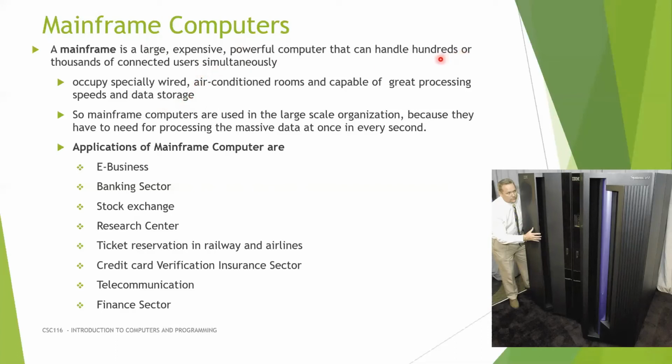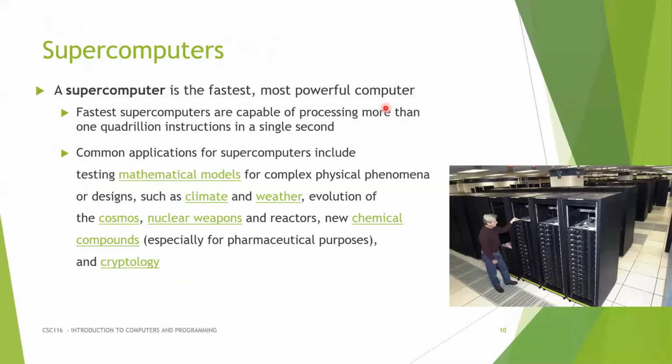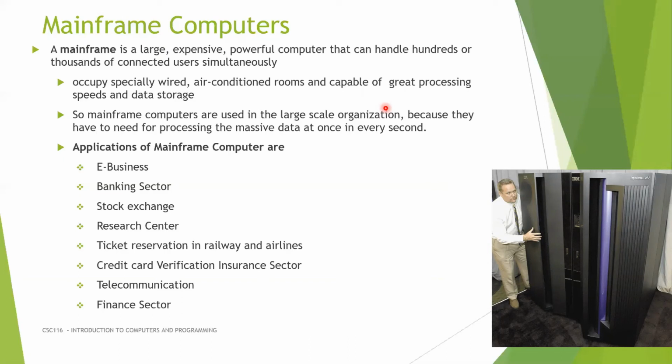Okay, hundreds or thousands. Kalau tadi superkomputer dia menggunakan quadrillion instruction, very powerful, tapi yang ini bawah sikit, nombor 2, dia hanya handle hundreds or thousands of connected users simultaneously. Occupy special wired air-conditioned room and capable of great processing speed and data storage. Okay, so komputer mainframe ke superkomputer ni, ini contoh dia. Yang benda hitam ni, sebenarnya ini adalah salah satu server yang besar lah. Sebenarnya superkomputer and mainframe adalah salah satu contoh server yang besar, okay, yang powerful.